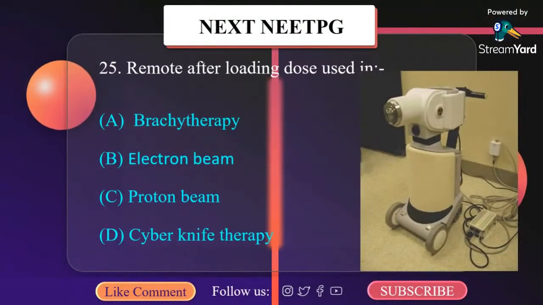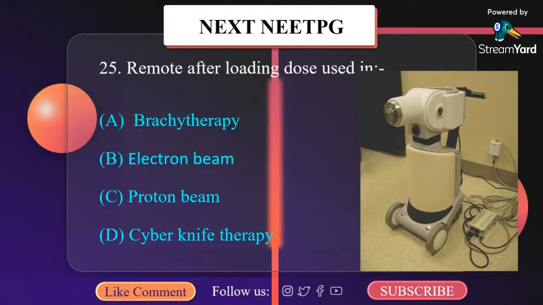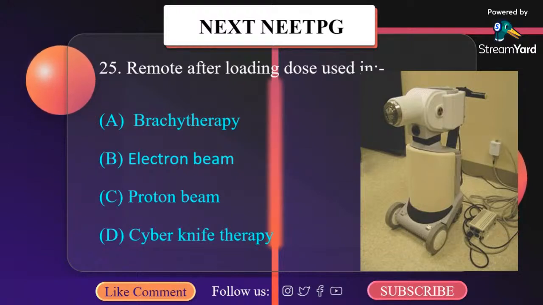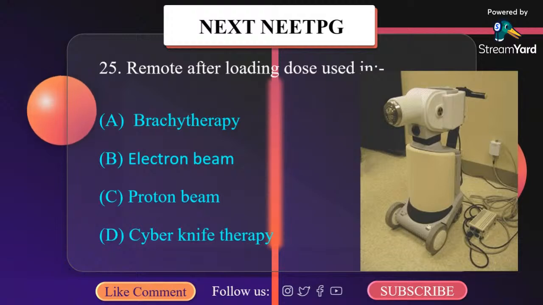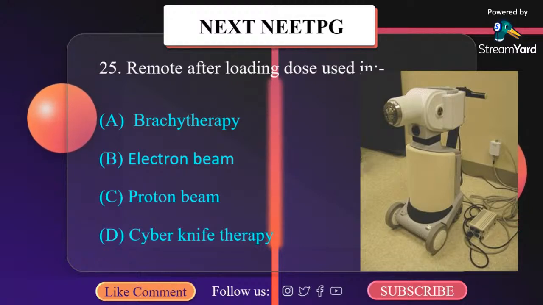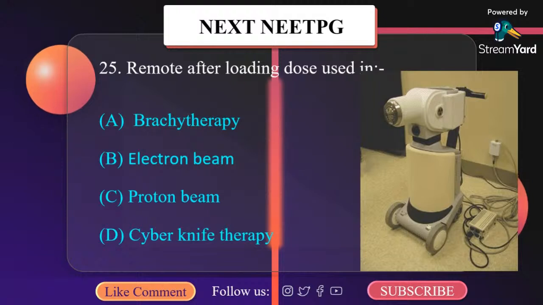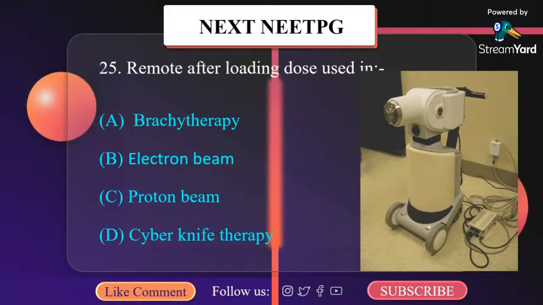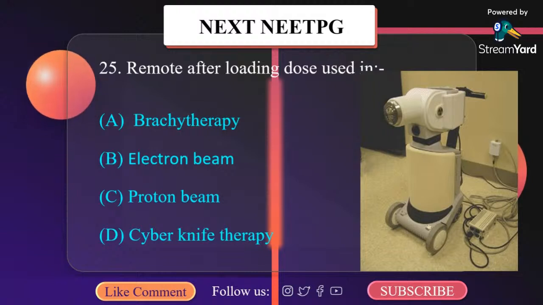A remote afterloading device is used in A. Brachytherapy, B. Electron beam therapy, C. Proton beam therapy, D. CyberKnife therapy. Now this remote afterloading is used in brachytherapy. It refers to a situation in which a radioisotope is placed onto or inside the patient. The radiation source is sealed in a protective capsule or wire which prevents the radioisotope from moving or dissolving in body fluids, but allows the emission of ionizing radiation to the surrounding tissue.